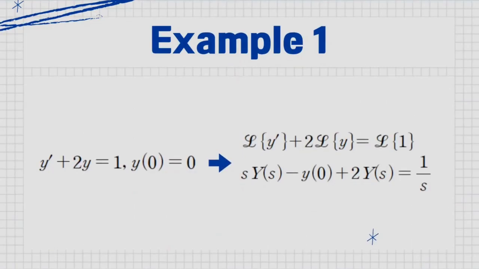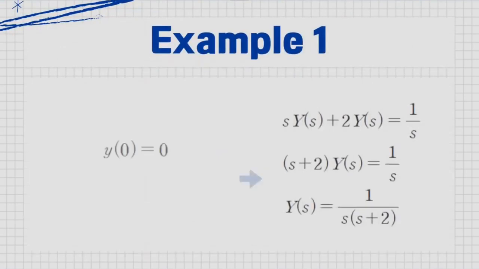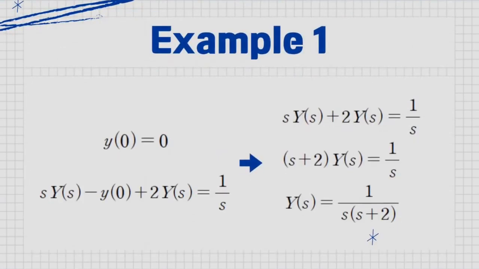First example, we will solve the following differential equation with given initial conditions using the Laplace transform. Applying the Laplace transform to both sides results in the equation s times Y(s) minus y(0) plus 2Y(s) equals 1 over s. Substituting the initial condition y(0) equals 0 and simplifying, we obtain Y(s) equals 1 over s times (s plus 2).